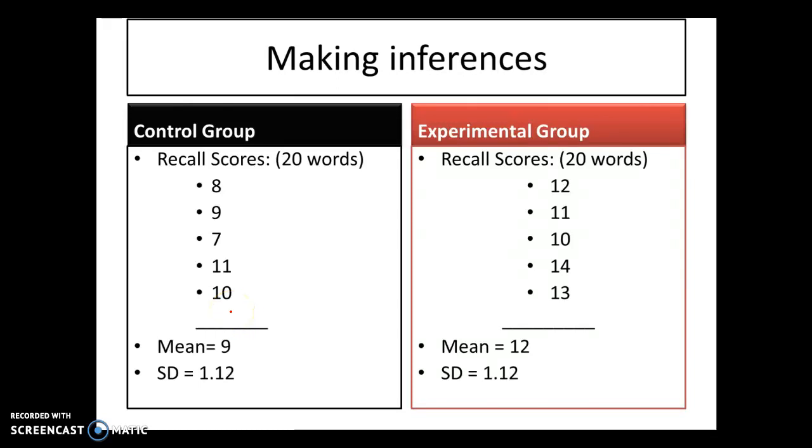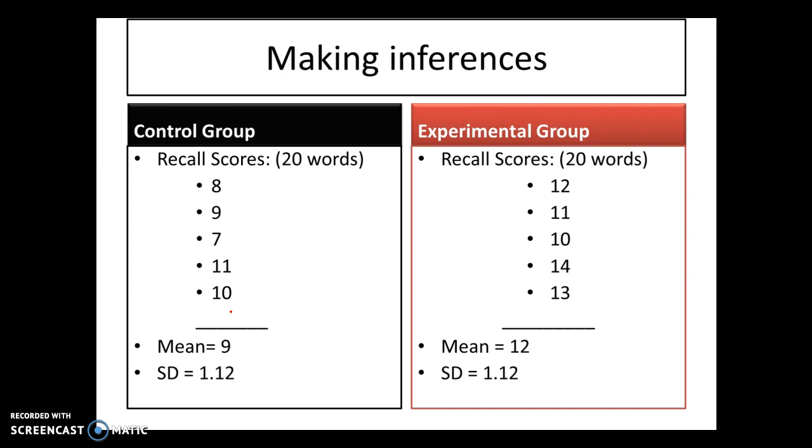Okay, we're going to talk about statistical significance, which is always connected to inferential statistics. So remember, when we do an experiment, we always have a control group and an experimental group. A control group is given a placebo or simply not exposed to the independent variable. The experimental group is always exposed to the independent variable, right?